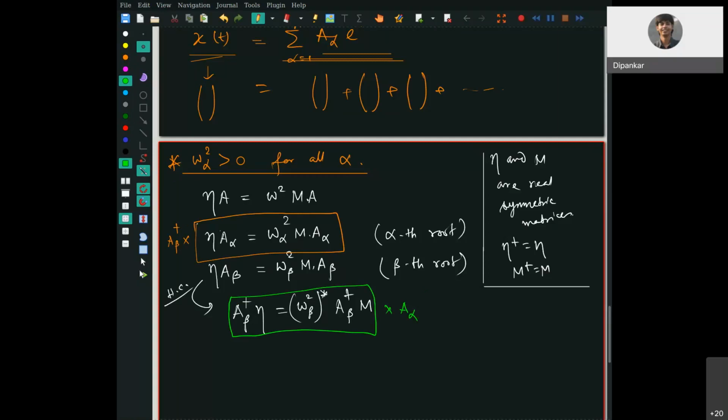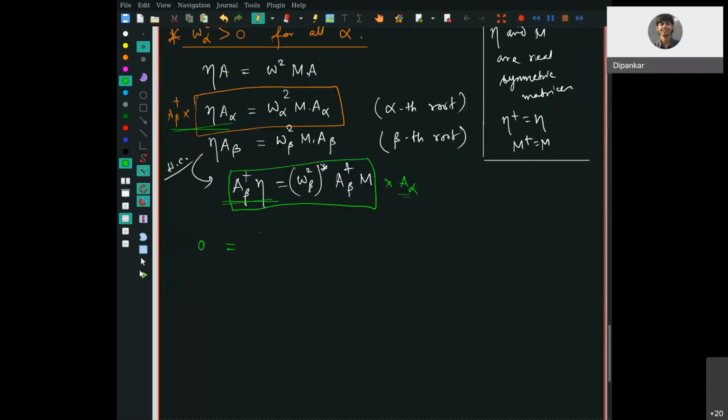On the left hand side, both of these equations will have A beta dagger eta A alpha. And now if we subtract one from the other, on the left hand side I will have 0, and that equals omega alpha squared minus omega beta squared star, times A beta dagger M A alpha.